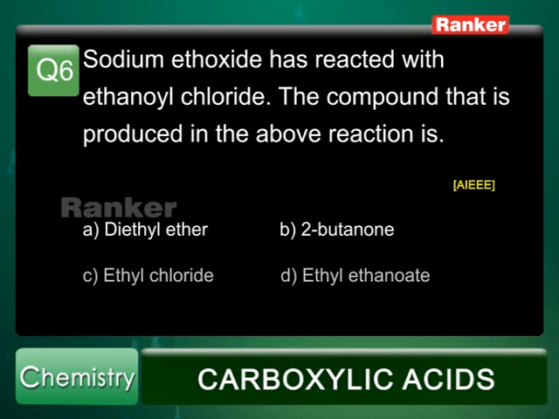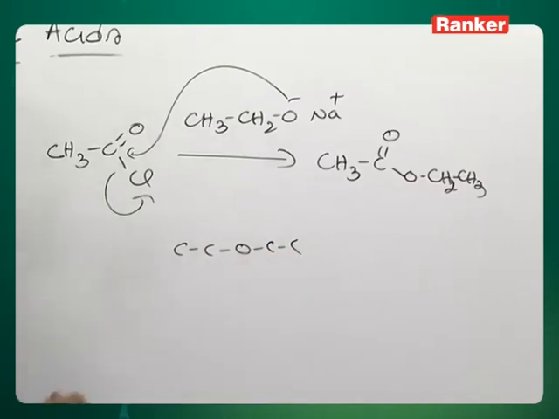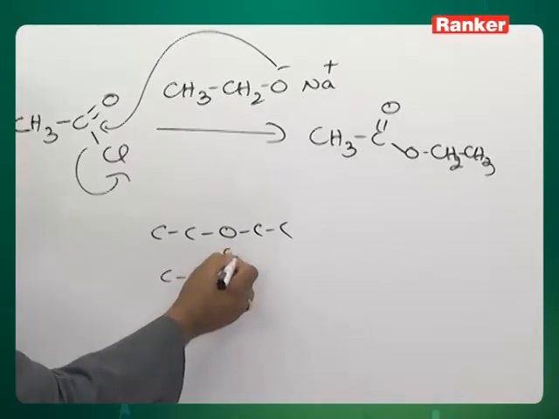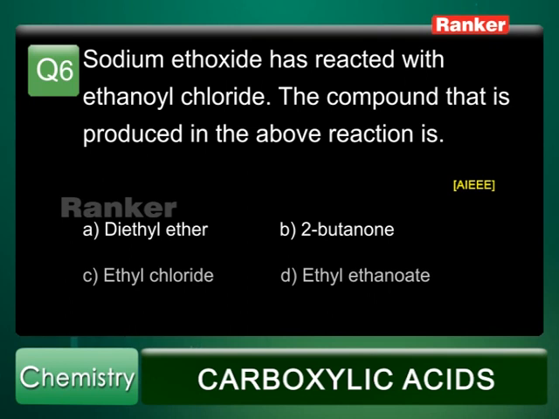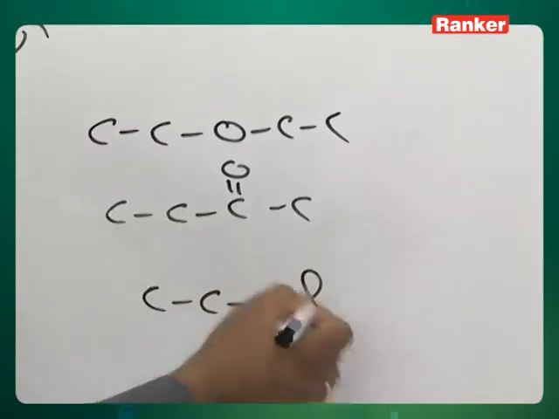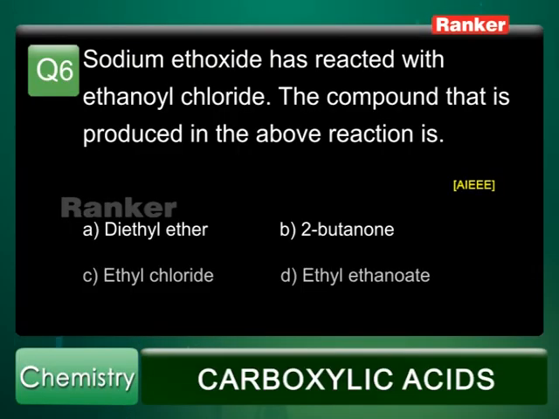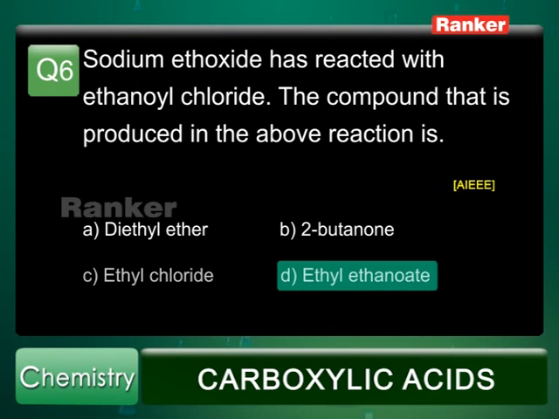The compound that is produced in the above reaction, he is asking. The first option is diethyl ether. Diethyl ether means two ethyl groups attached to oxygen. That's wrong. 2-butanone, a ketone, is also wrong. Ethyl chloride is a saturated ethyl with chlorine. So all these options are wrong. Option D, ethyl ethanoate or ethyl acetate, is the right answer. Therefore answer D is the right answer.